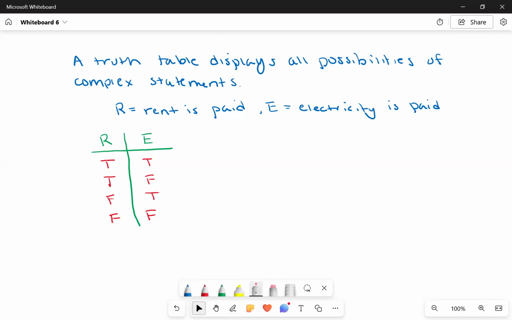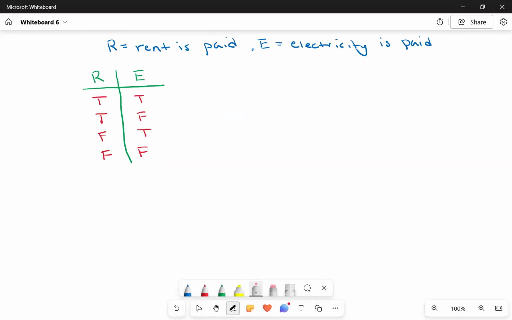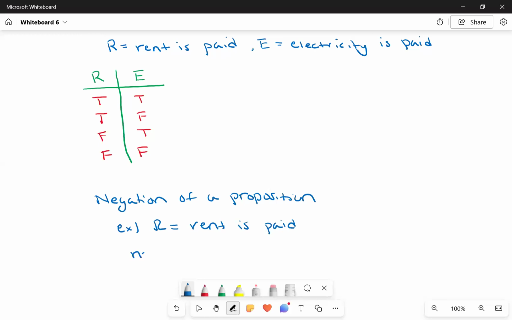Let's talk about different ways we can look at these propositions and combine them together. The first idea that we explore, and it's a basic one, is the negation of a proposition. This is extremely basic. If R happens to be that the rent is paid, then the negation of this would be labeled not R, and that would mean rent is not paid. That's the basics of negation.